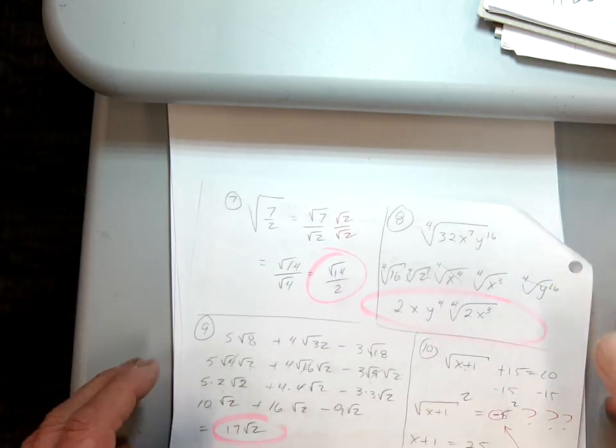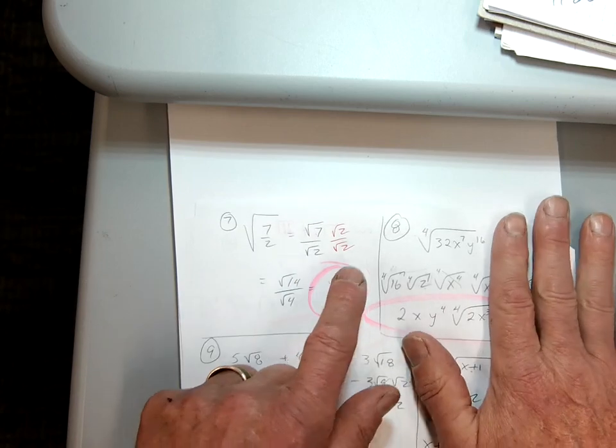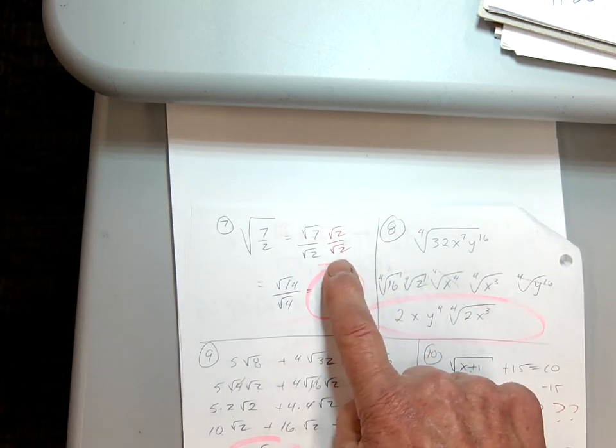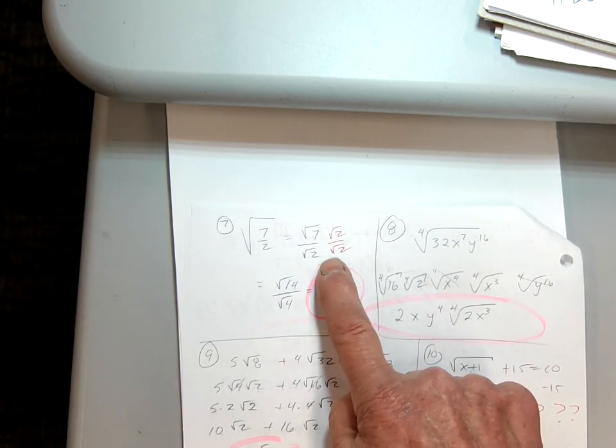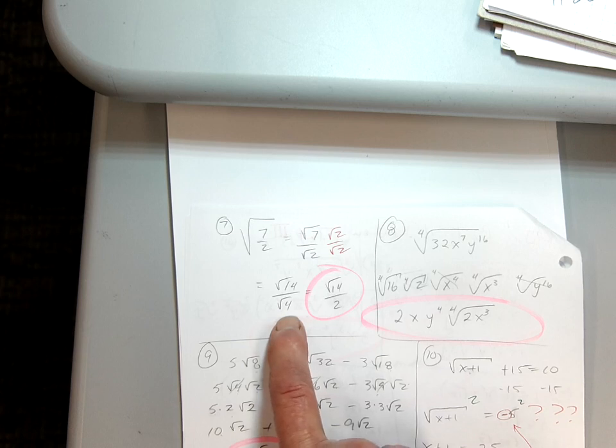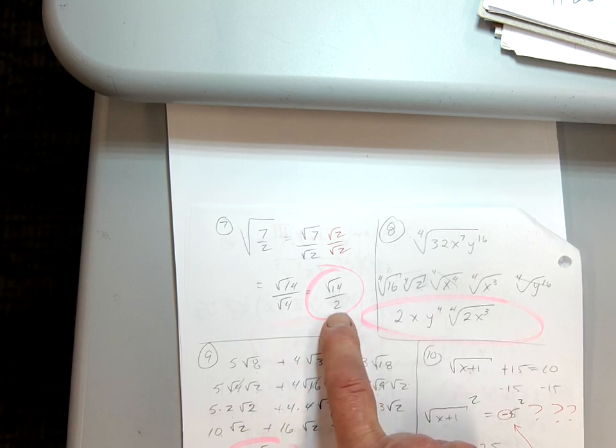All right, on the next page for me, square root of 7 over square root of 2. You can't have a square root at the bottom. That's the rule. So I multiply by the square root of 2 over square root of 2, so I can make the square root of 4. Square root of 4 is 2, so I get the square root of 14 over 2.